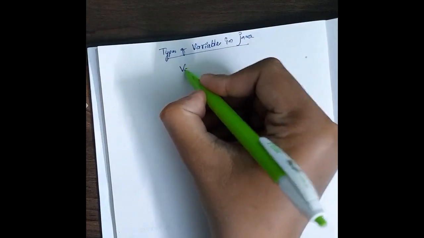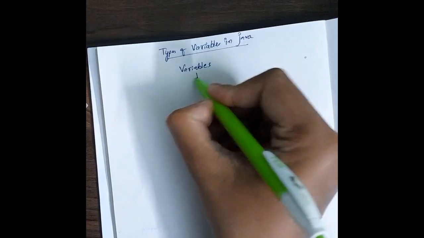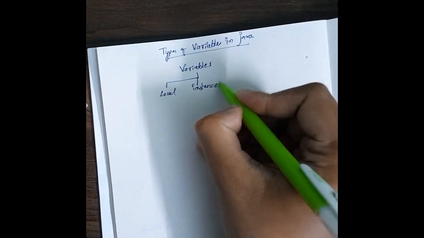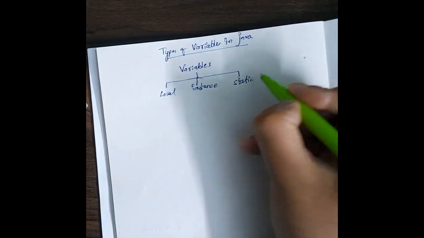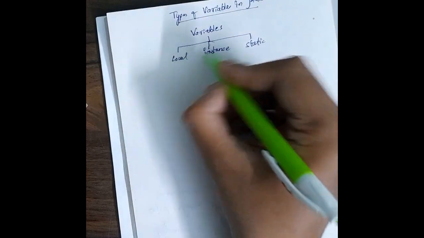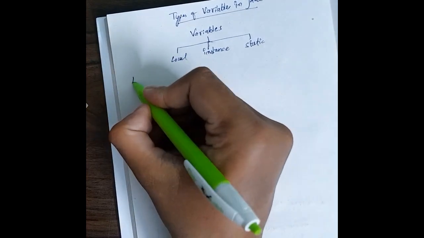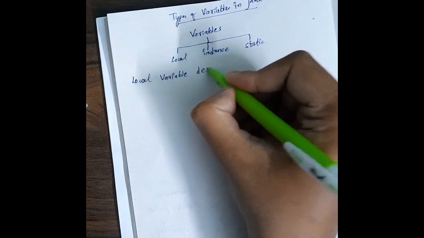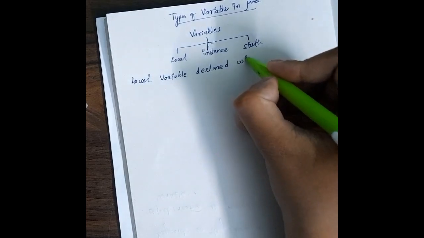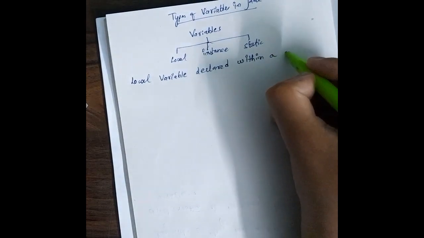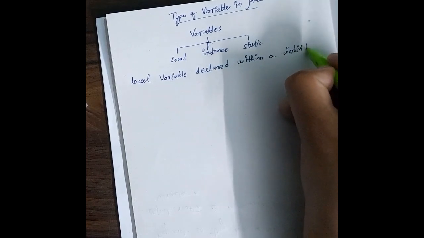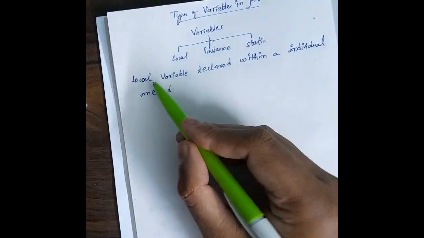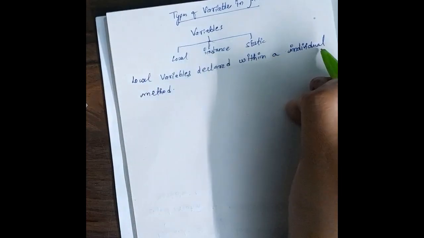Okay, so variable is divided into three types: local, instance, and static. Okay, so now we'll discuss each and every variable here. Local variable: declared within an individual method. Okay, so the local variables are declared within an individual method.